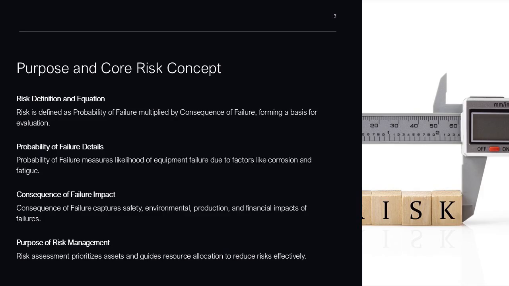The purpose of combining these two dimensions is not merely to calculate a numerical value, but to enable informed prioritization. By understanding which assets pose the greatest risk, organizations can allocate inspection, maintenance, and mitigation resources more effectively. This approach supports the development of a risk management plan, RMP, which defines actions required to reduce risk to acceptable or tolerable levels. Importantly, risk determination also establishes a common language across engineering, operations, maintenance, and management teams.